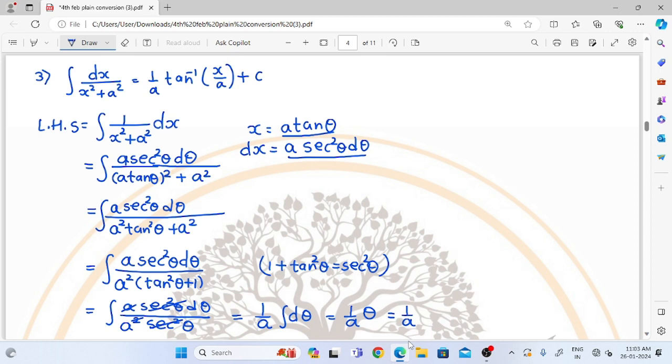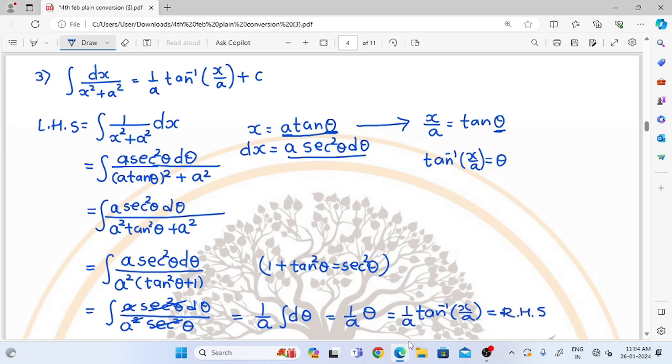Now what is the value of theta? In the starting we have taken x is equal to a tan theta, so we need to find theta from here. If we take this a in the denominator, it becomes x upon a is equal to tan theta, but we need theta only, so if we take this tan to the other side, it becomes tan inverse of x upon a is equal to theta. So the value of theta is tan inverse of x upon a, we put it here, so tan inverse of x upon a, that is nothing but our RHS.